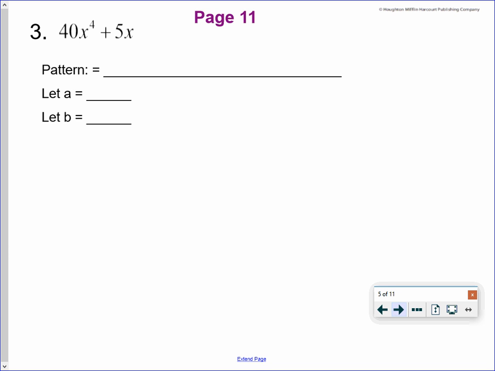For number 3, it's a little different, but still ultimately very similar. We have 40x to the 4th plus 5x. So anytime we're trying to factor something out, like I said from the beginning of the video, whenever we're trying to factor a polynomial, the very first thing we should look for is, do we have any GCF? If you have a GCF, you want to pull it out. It's going to make your life much easier with factoring. So here we see we have a GCF of 5x. So I'm going to pull out the 5x.